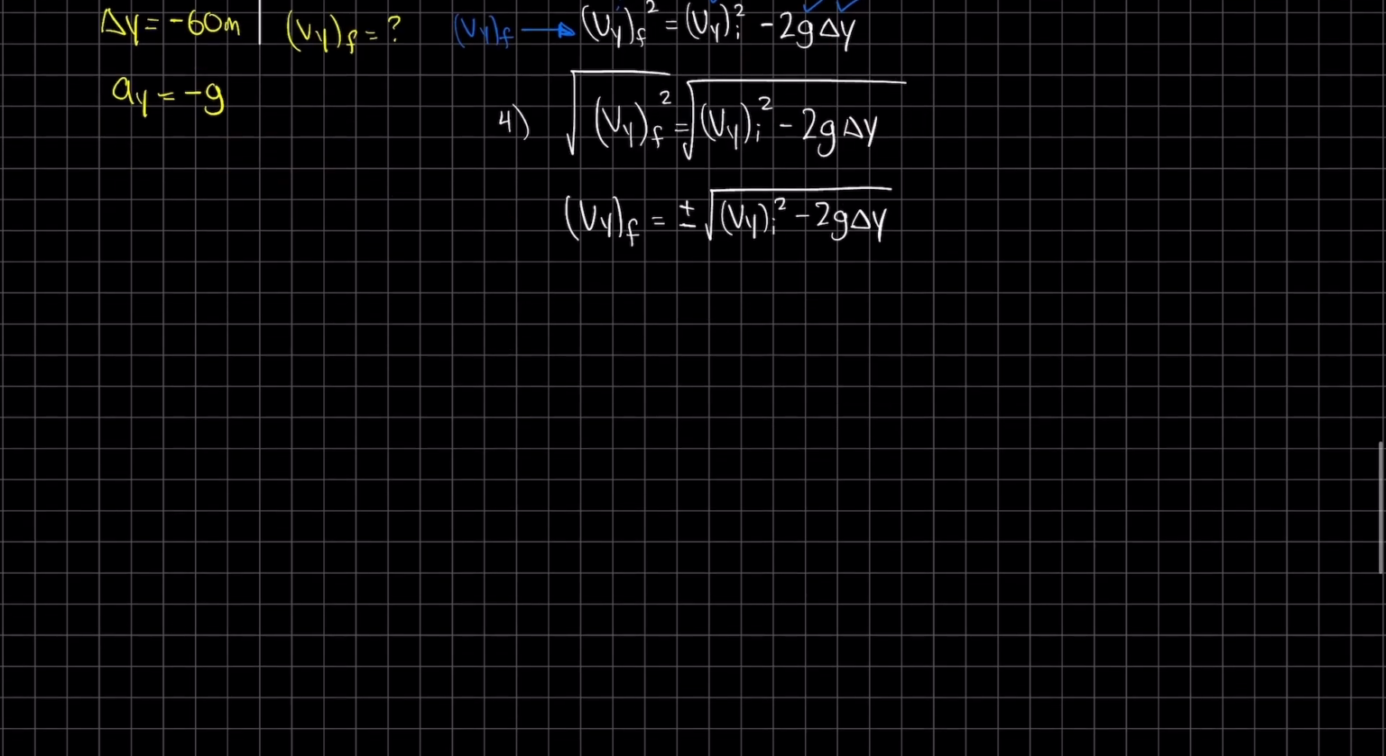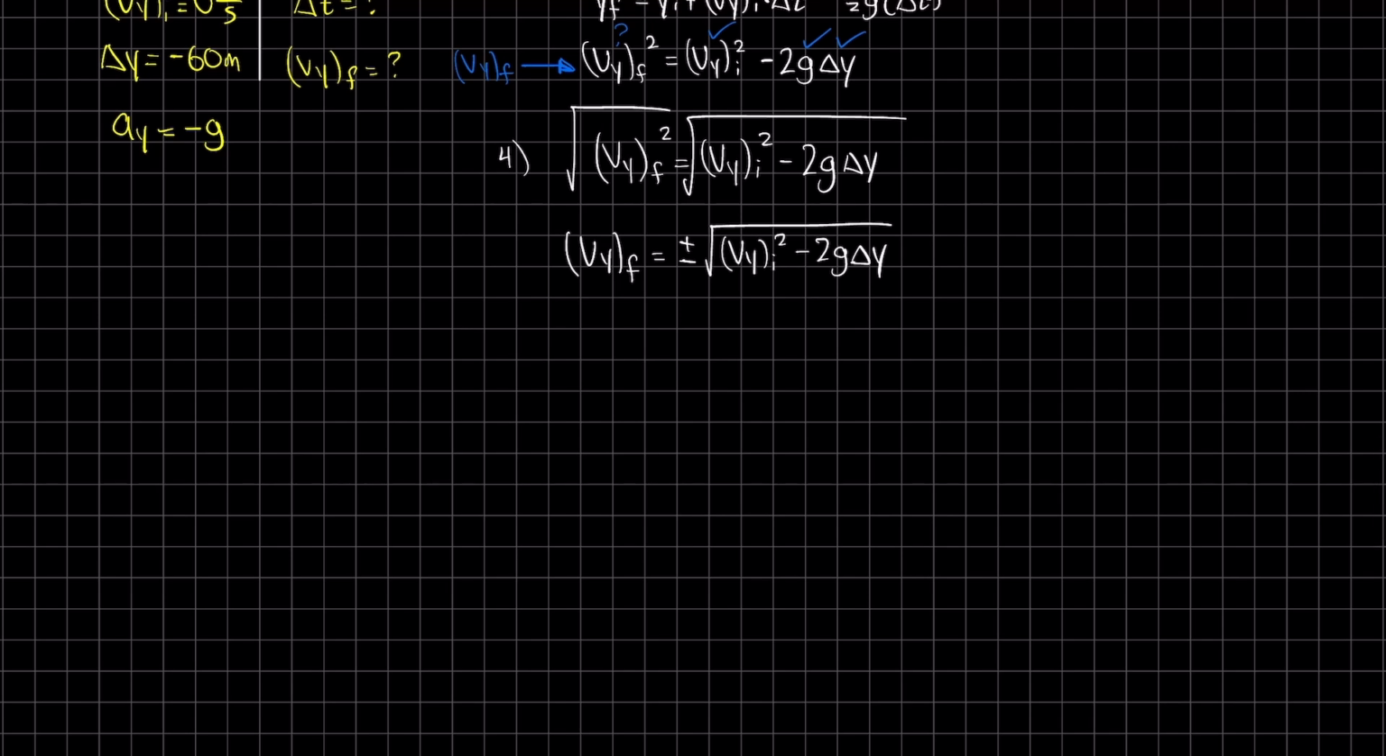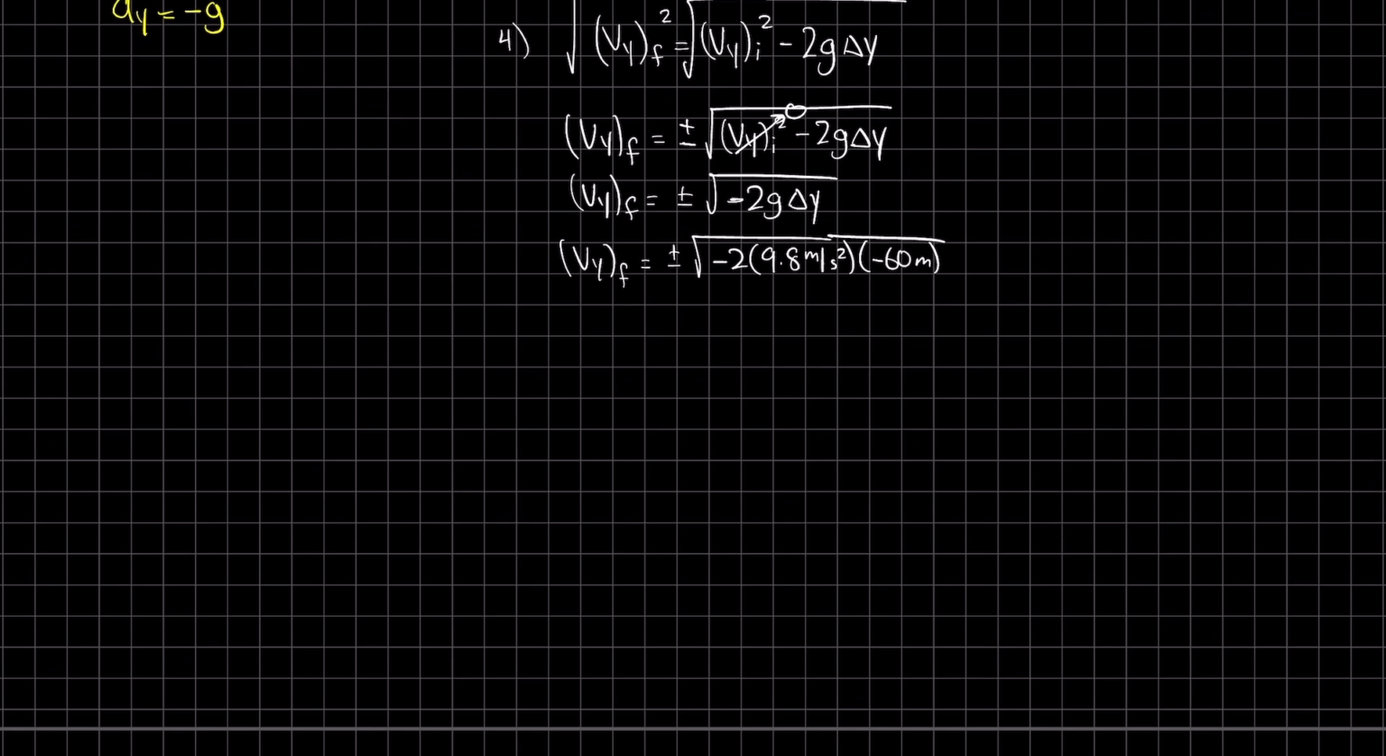So now that it's solved for symbolically, I can go ahead and plug in my numbers. Luckily, my initial velocity is 0, so I can rewrite it like this before I plug in my numbers. It's going to be plus or minus square root of negative 2g delta y. So I'm going to get plus or minus square root negative 2. G is just positive 9.8 meters per second squared. And my delta y is negative 60 meters. Luckily for me, I have two negatives under the radical because a negative times a negative is just a positive. And I can only take square roots of positive numbers. I cannot get imaginary values for the final velocity because that would not make any sense.